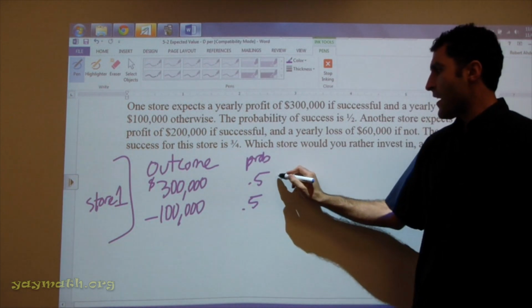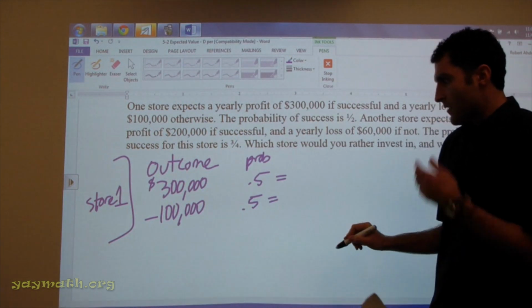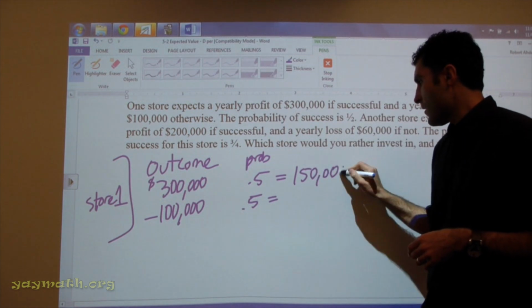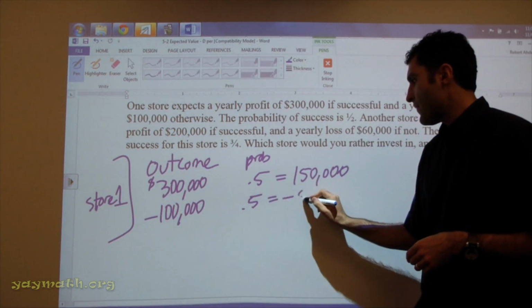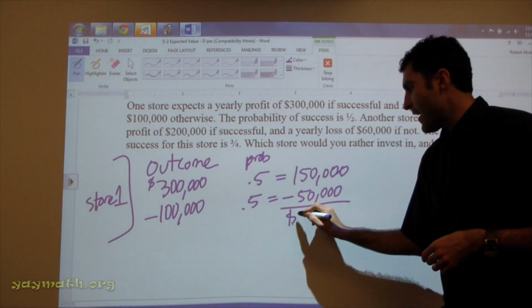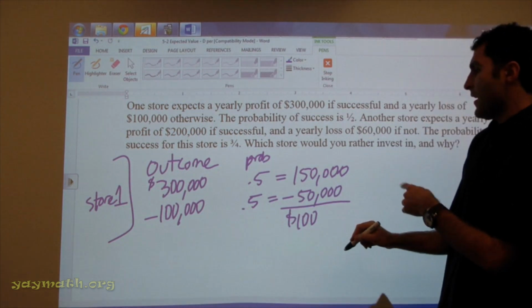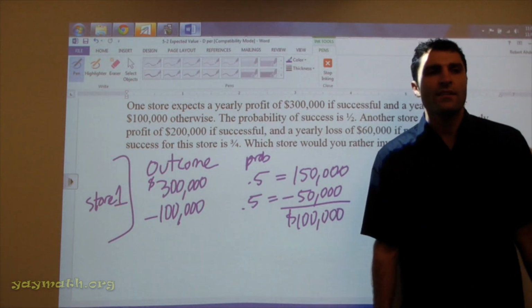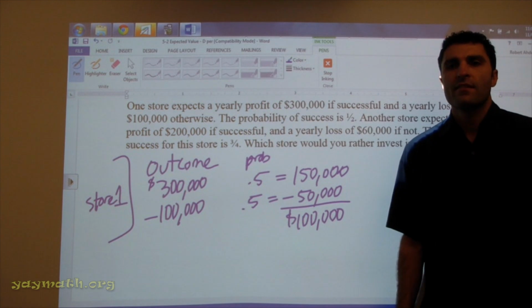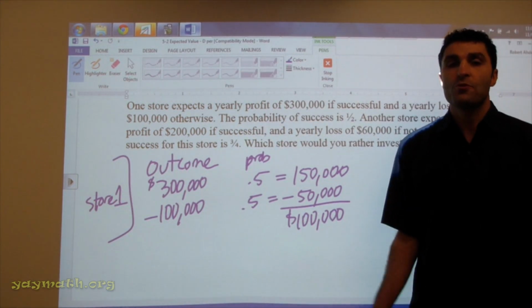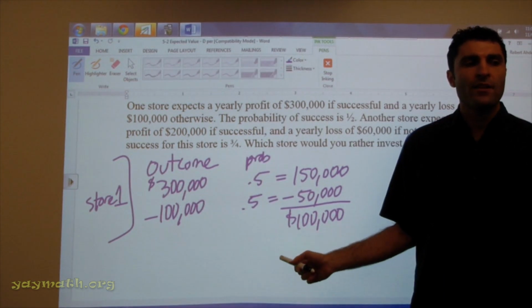Let's get the expected value for store one. This is 150,000. This is minus 50,000. So the question is, would you invest in this restaurant year after year after year? I'm saying, if this was the only option, would you invest in this restaurant year after year after year?